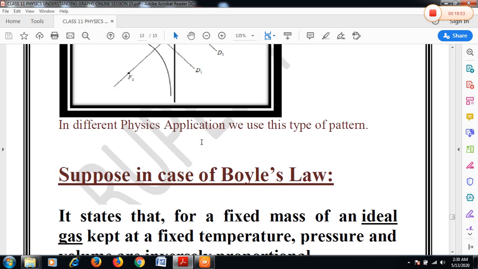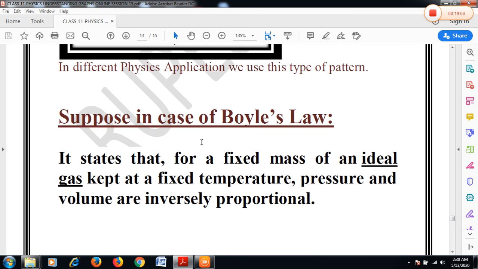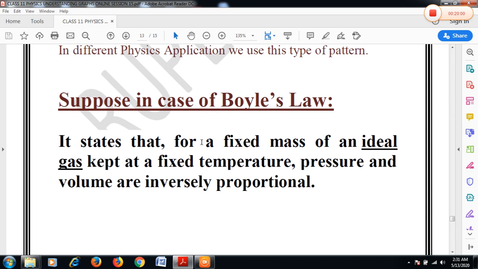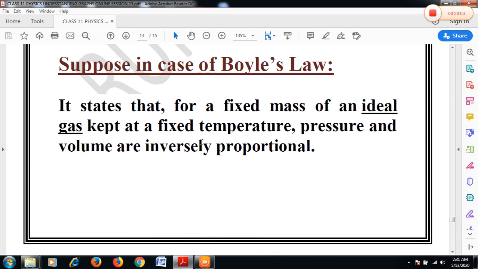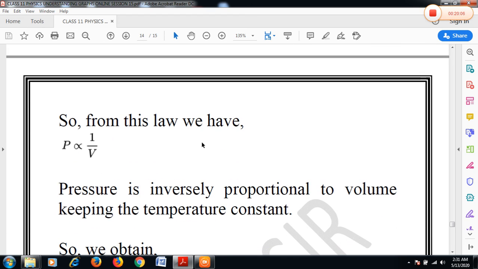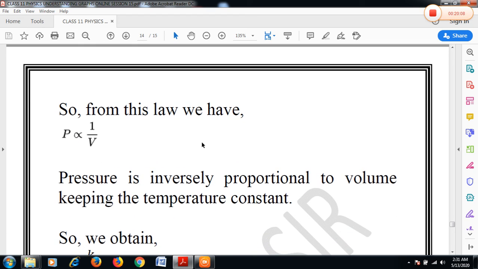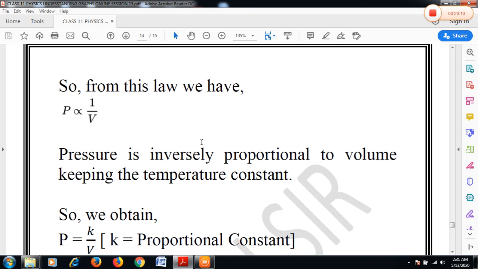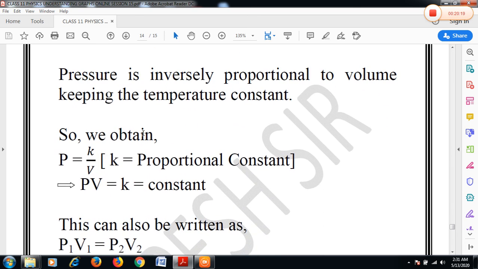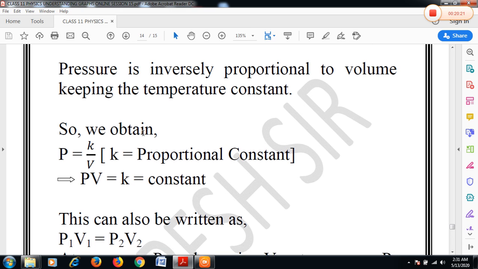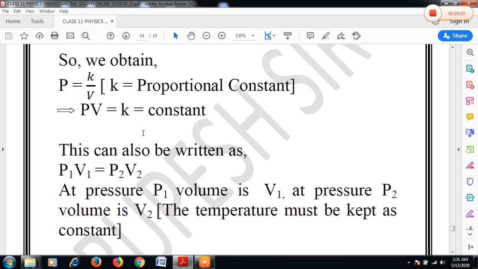Suppose in the case of Boyle's law in thermodynamics, okay students, Boyle's law states that for a fixed mass of an ideal gas kept at a fixed temperature, pressure and volume are inversely proportional. So from this law we have P proportional to 1 by V, where T remains constant. So we obtain P equals K by V, K being the proportionality constant. So we have PV equals K equals constant.